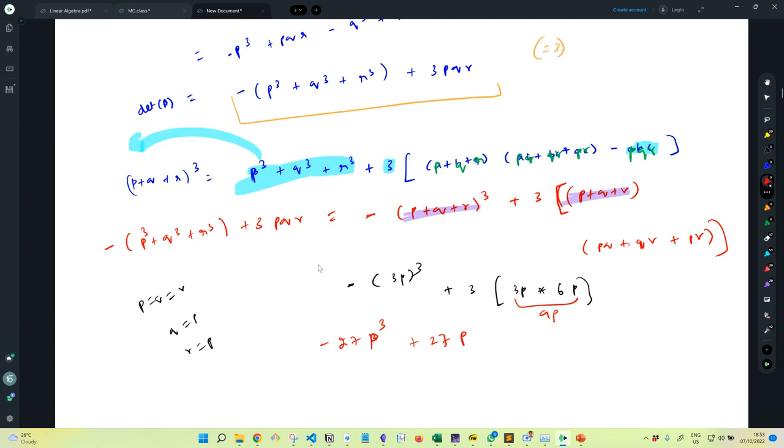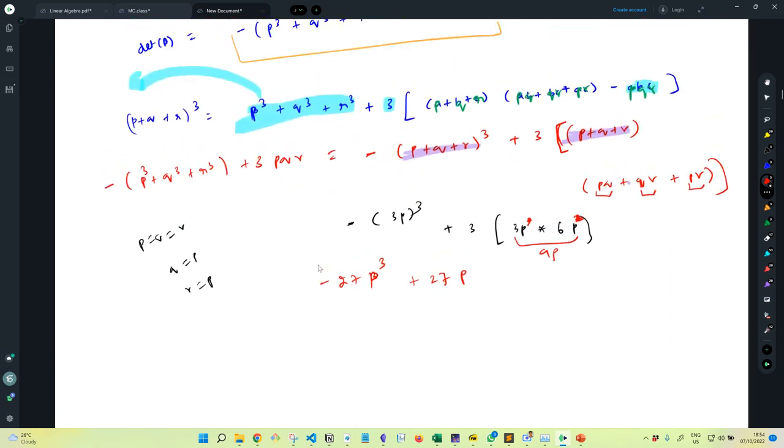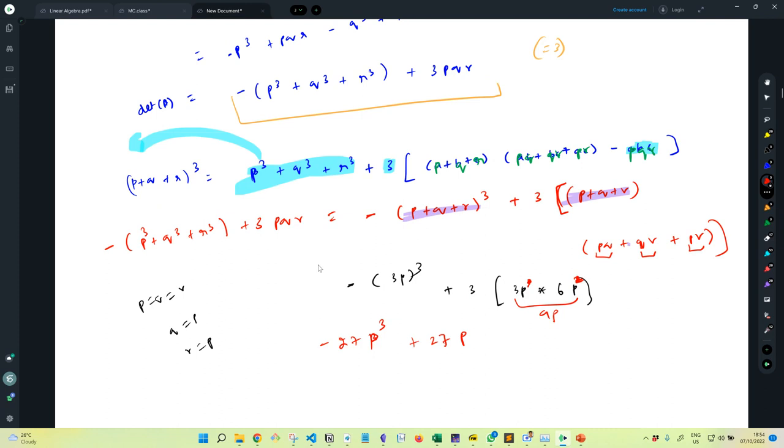There is some mistake again, is it? Yeah. So this will be 3P into 6P square, right? Because when you substitute Q equals P, then this will become P square. This will also become P square. This will also become P square. What is the mistake? No, this is correct.